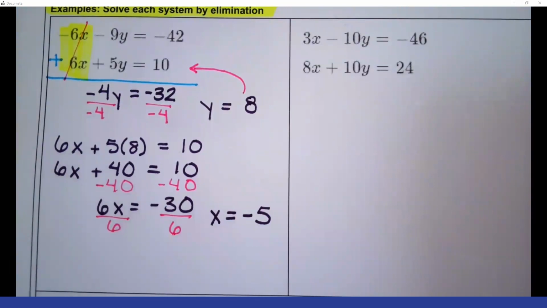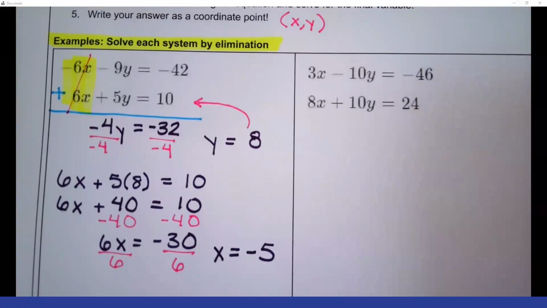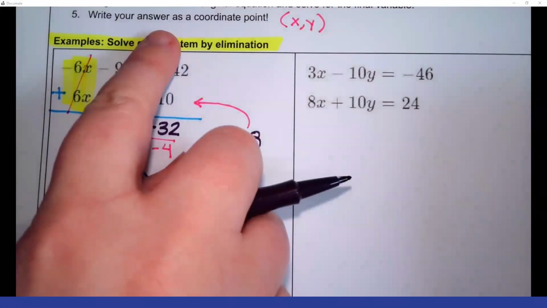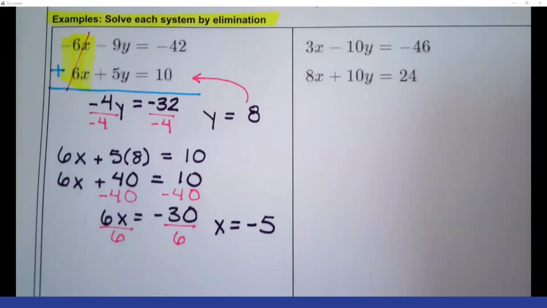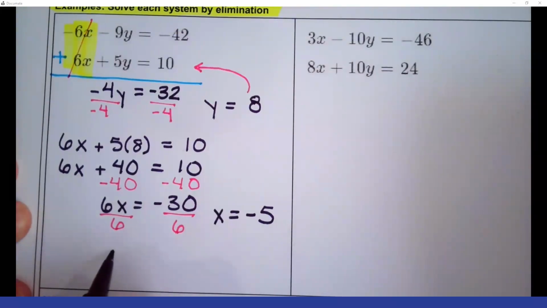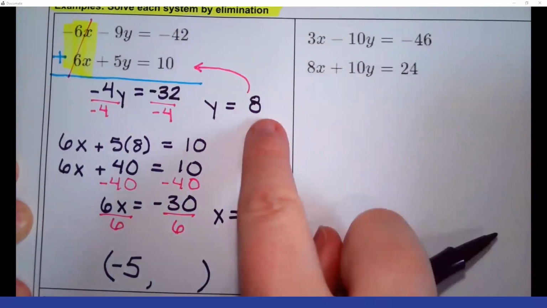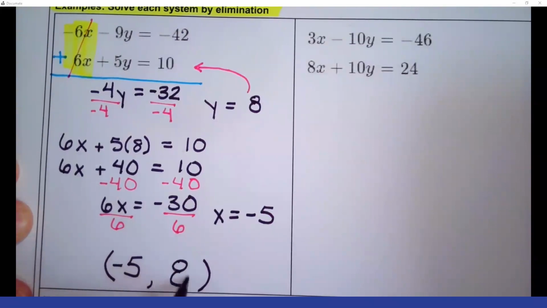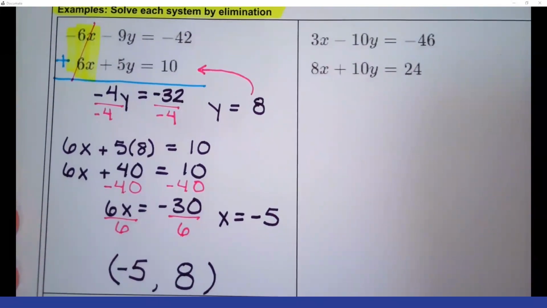Now, we haven't fully completed this problem yet, because if we go back, our final step is to write your answer as a coordinate point. Remember, x is listed first. Our x was negative 5, and then our y was 8. And there we go.